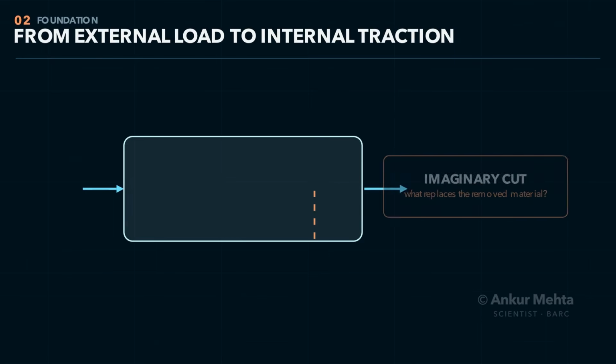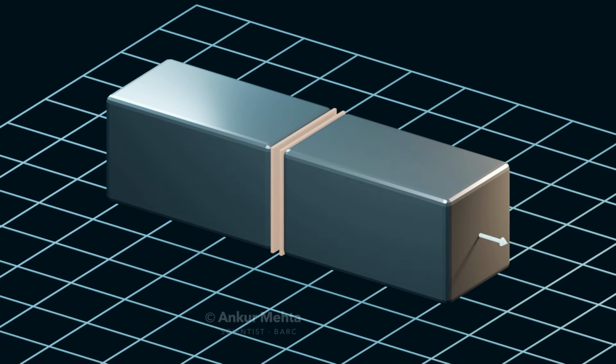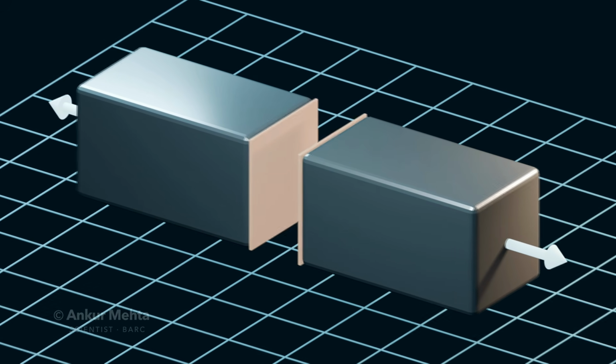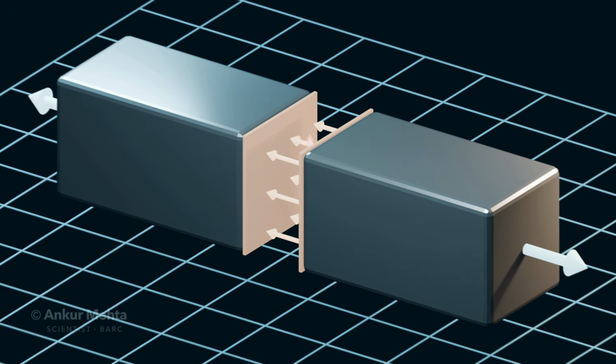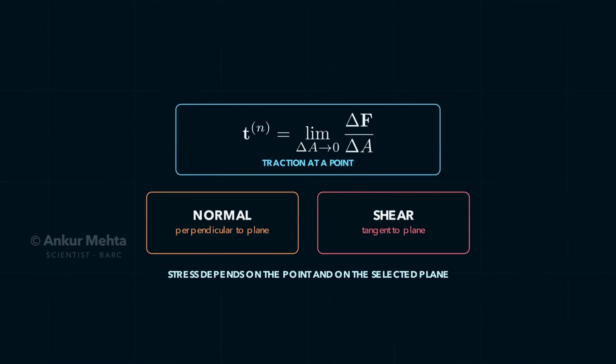Consider a body carrying external forces. Imagine cutting it at any location and removing one part. The remaining part can stay in equilibrium only if the removed material is replaced by distributed internal forces acting across the cut. Their intensity may vary from point to point. Over a very small area, the limiting internal force per unit area is called traction. The component perpendicular to the plane is normal stress, and the component lying in the plane is shear stress.